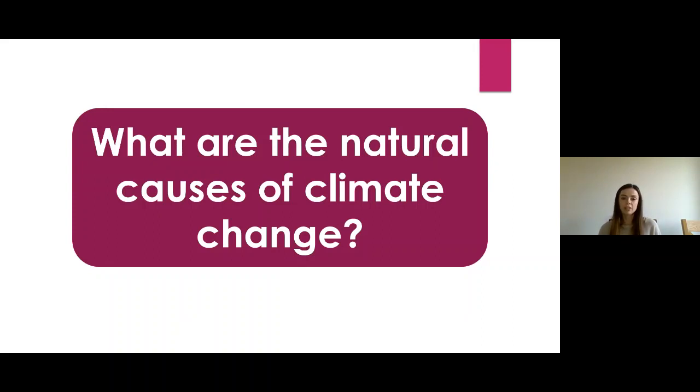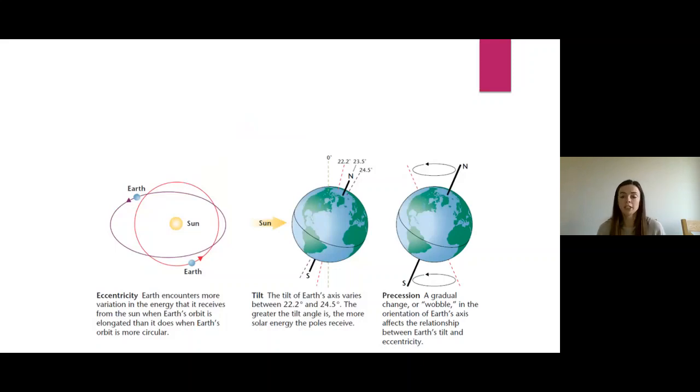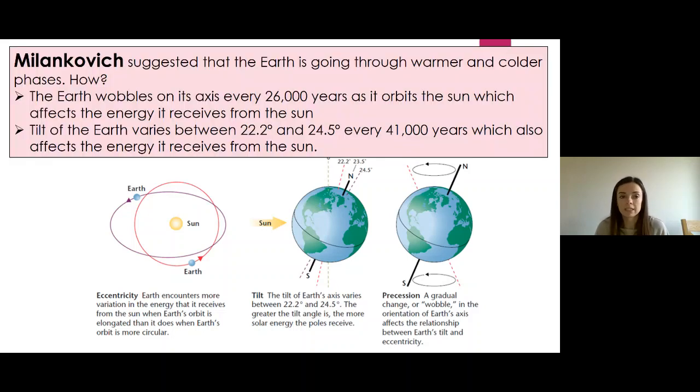Now we're going to look at what are the natural causes of climate change. Okay, one natural cause of climate change that may explain why the Earth has gone from glacial to interglacial periods and back and forth again, and we may very well be due to go into another glacial period before long, is the Milankovitch cycle. So Milankovitch, the scientist, suggested that the Earth is going through warmer and colder phases naturally. How? Well, the Earth wobbles on its axis every 26,000 years as it orbits the Sun, which affects the energy it receives from the Sun.